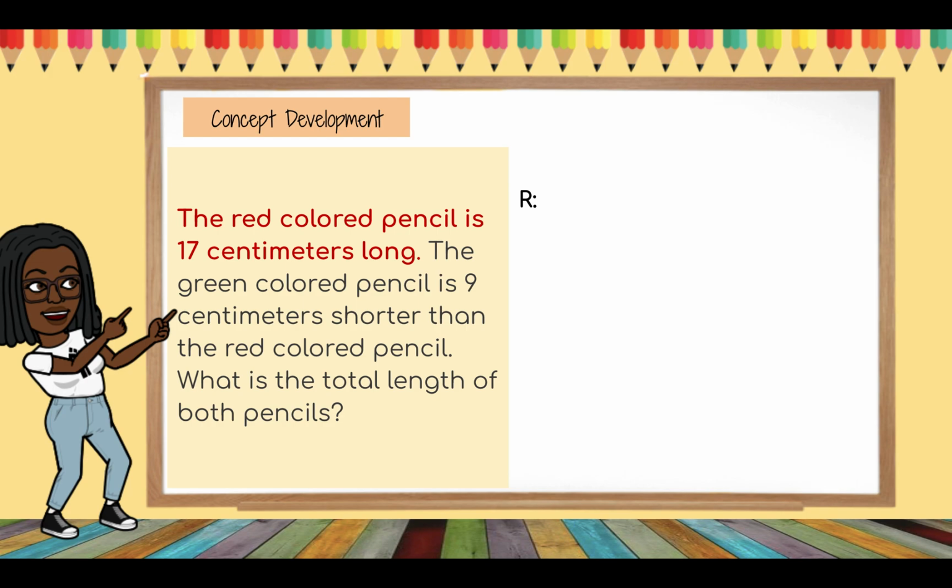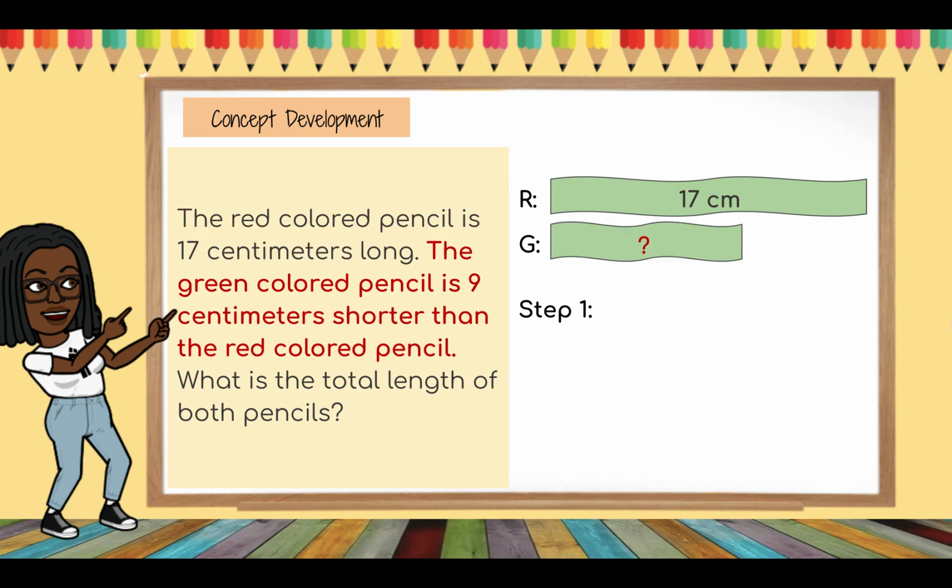So again, the part in red are the parts of information that we're going to look at first. So the first part says the red colored pencil is 17 centimeters long. That means Miss Anissa is going to put an R to represent our red colored pencil, and I'm going to draw a line that is 17 centimeters long. Now, it doesn't actually have to be 17 centimeters, friend, but the picture just helps us represent how long the pencil would be. So again, I know that the red colored pencil was 17 centimeters long, so I drew that first part.